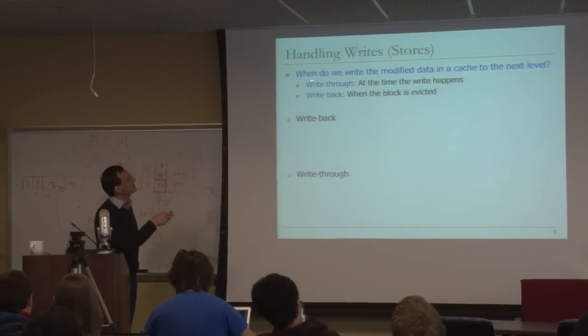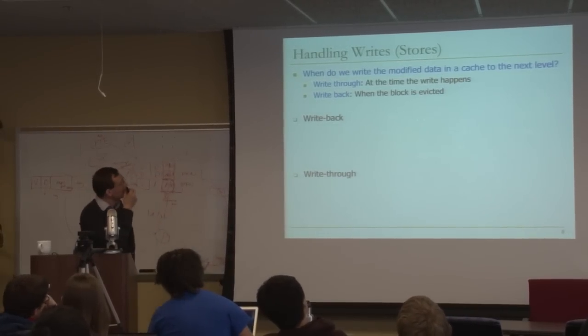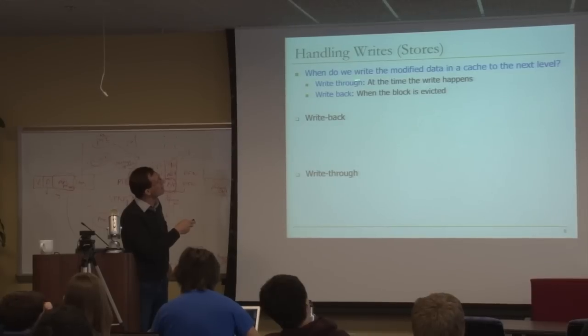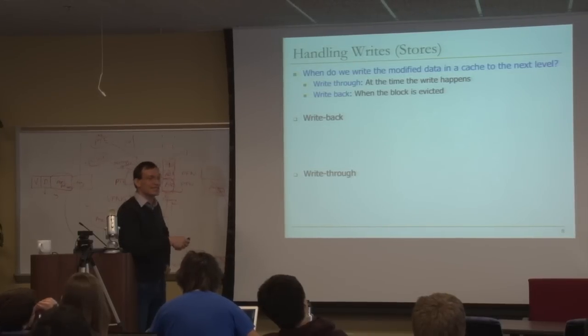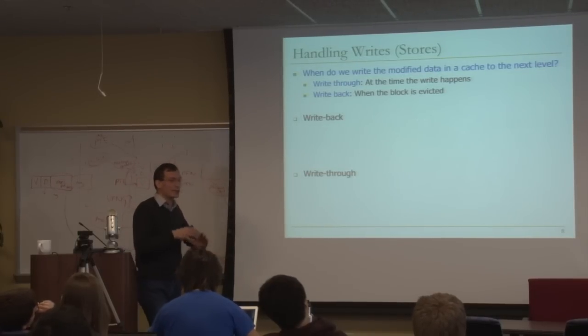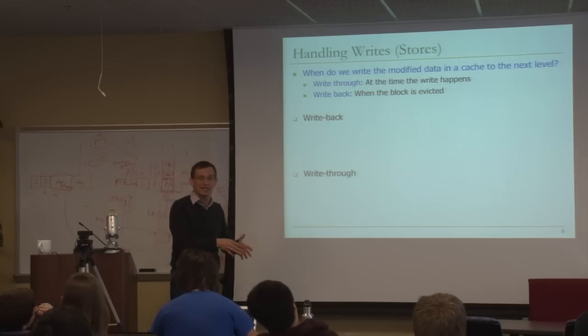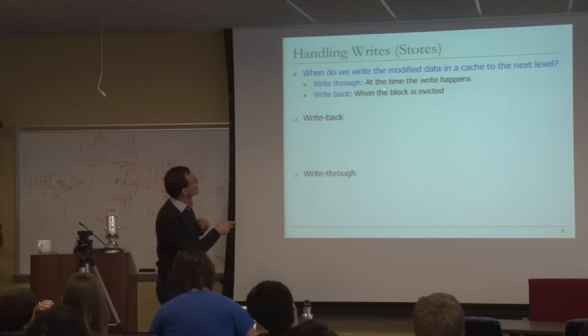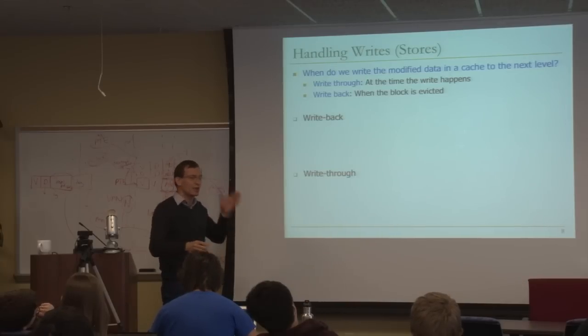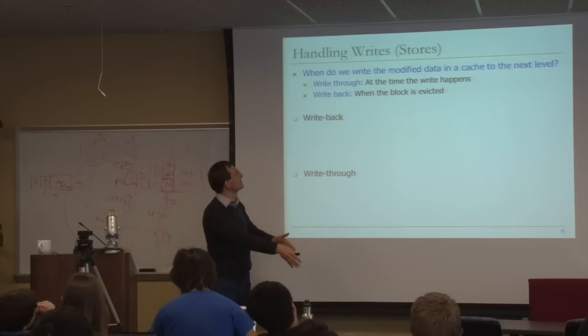Basically, how do we handle writes in a cache is an important question. And one of the questions is, when do we write the modified data in a cache to the next level? Or do we actually keep modified data in a cache and keep it inconsistent with memory? Well, write-through cache says, do not keep the cache inconsistent with the next level. Whenever you write to the cache, write it to the next level as well, at the time the write happens.